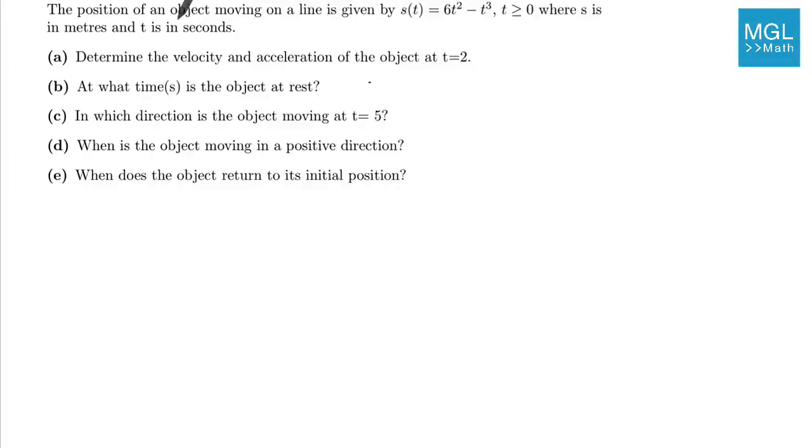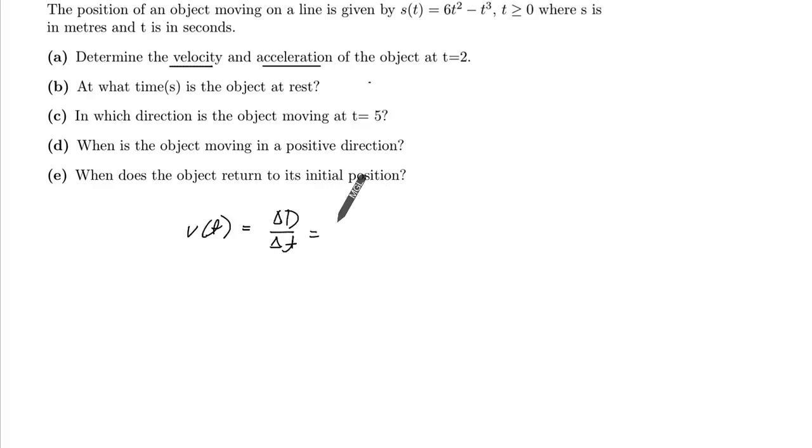Okay, so we have a position of an object that's determined by this function here. The position as a function of time is 6t squared minus t cubed, given that t is greater than or equal to 0. It says to determine velocity and acceleration. So velocity is a function of time. Remember that velocity is change in the distance divided by change in time, right? This is the same as the derivative of the position function.